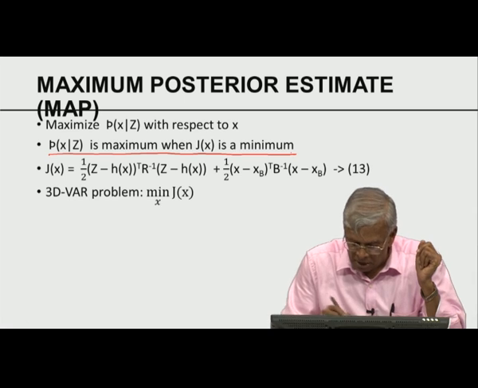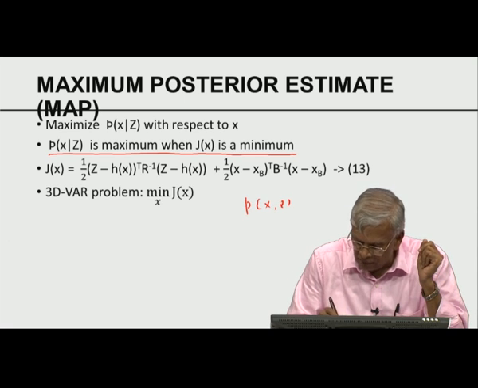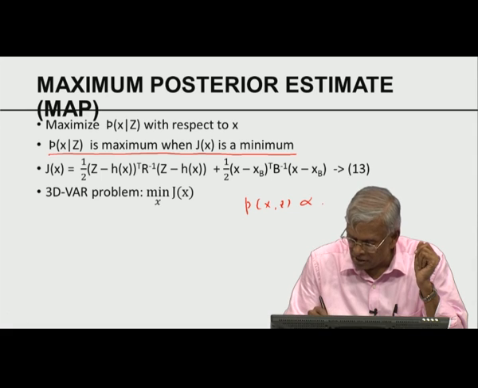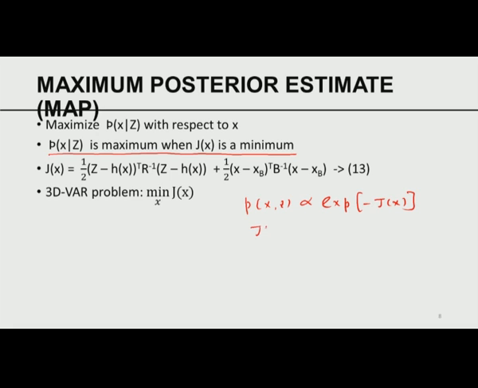P of x given z, please remember, is proportional to, barring a constant, exponential of minus J of x, where J of x is equal to J naught of x plus Jb of x. So maximizing exponential of minus J of x is equivalent to minimizing J of x. Therefore the algorithm reduces to minimizing this term. This is the background term, this is the observation term.